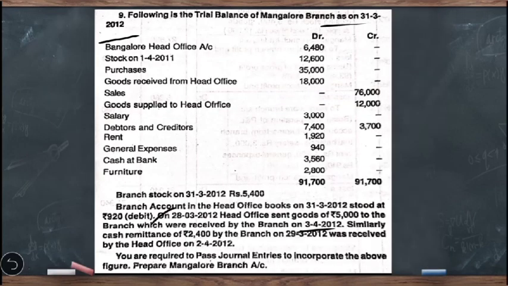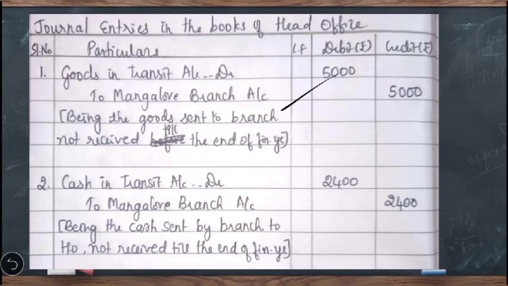Then the second special transaction is cash remittance of rupees 2,400 by the branch on 29th March 2012 was received by the head office on 2nd April 2012. Again, here also cash sent by the branch did not reach the head office till the end of the financial year, so it should be taken as cash in transit. So the entry will be cash in transit account debit to Mangalore branch account amounting to 2,400. So these are the two special transactions which took place between the head office and independent branch, that is Mangalore branch. Now after this we have to start with the incorporation entries.